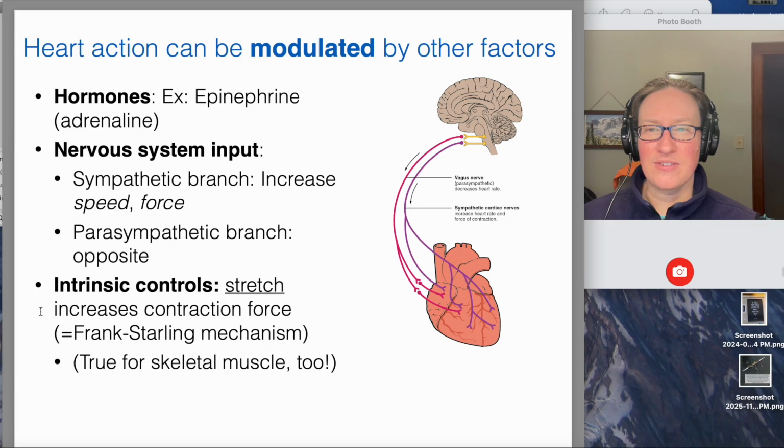This process of stretch increasing contractile force is referred to as the Frank-Starling mechanism, after the people that originally described it. And this property of stretch leading to an increased contractile force is actually also true for skeletal muscle. Again, we'll look at that in greater detail when we talk about skeletal muscle function.